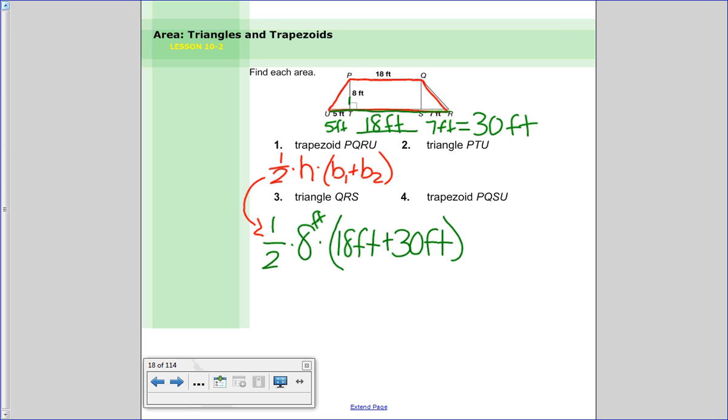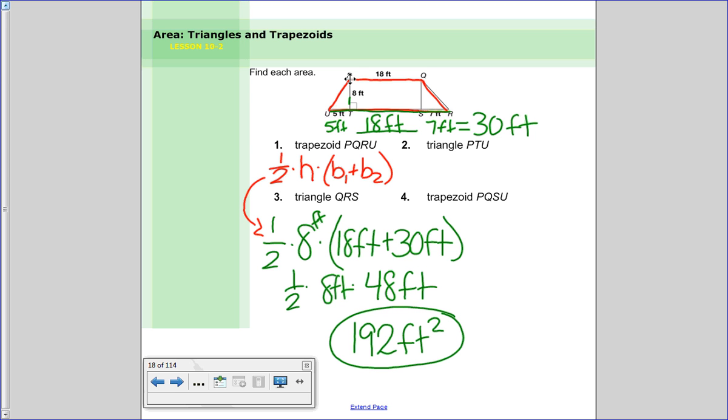Right, and then I solve 48 feet times 8 feet times 1/2 or divided by 2. So 48 times 8, and then divide it by 2 right away, and I get 192 feet squared. All right, that would be the area of that trapezoid.